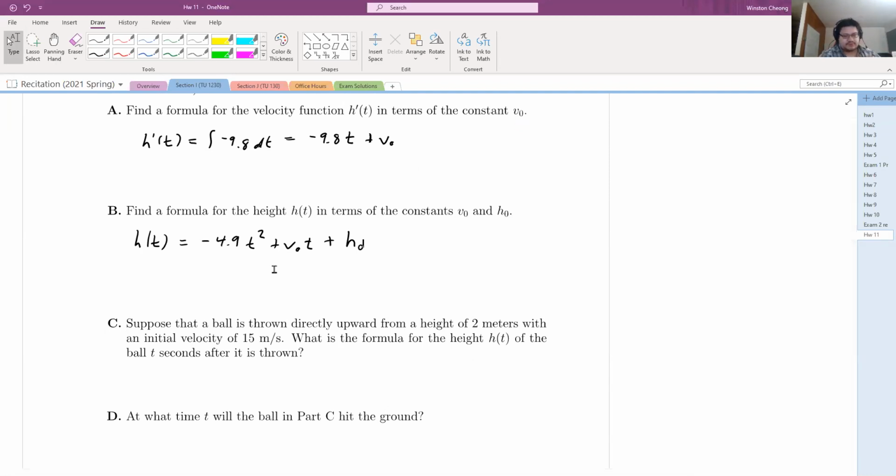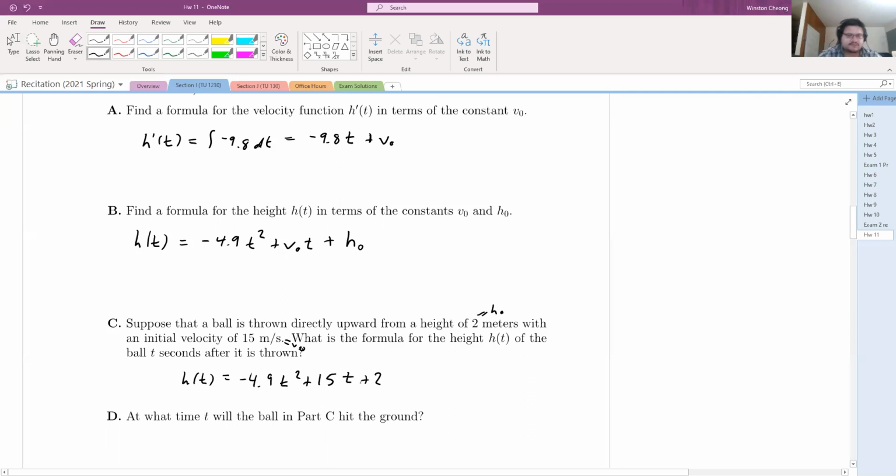For C, it wants us to basically plug in this information that it tells us. So the height that we start off at is 2 meters. So this is actually our h naught, and then this initial velocity is going to be our v naught. That's all it tells us, it just specifies the two constants for us. So we can rewrite what we found, plugging in those constants: h of t equals negative 4.9 t squared plus 15t plus 2.